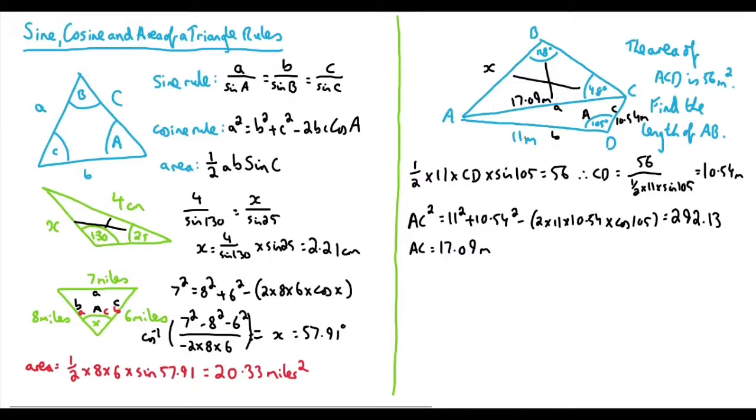Now that we have AC, now you can use the sine rule on the top triangle. So this 17.09 over sine 118 is going to be the same as x over sine 48. So x is going to equal 17.09 over sine 118 times sine 48, which gives us an approximate value of 14.39 meters for AB, our answer.